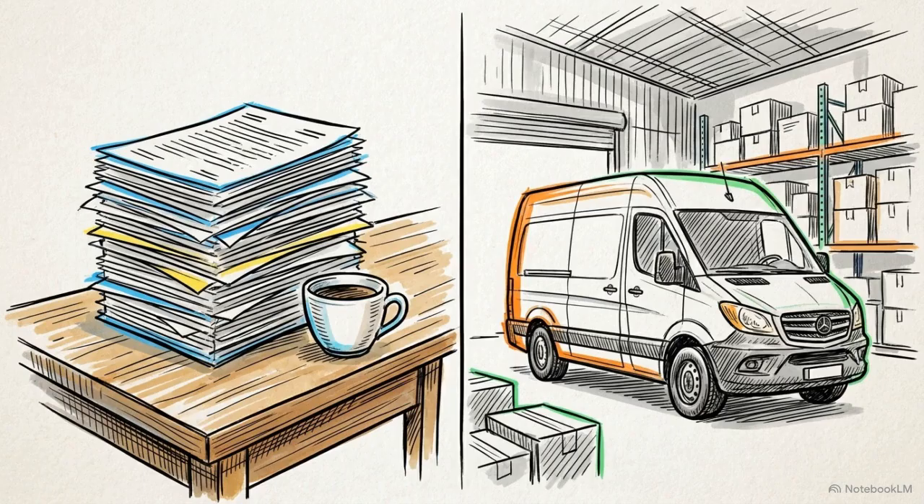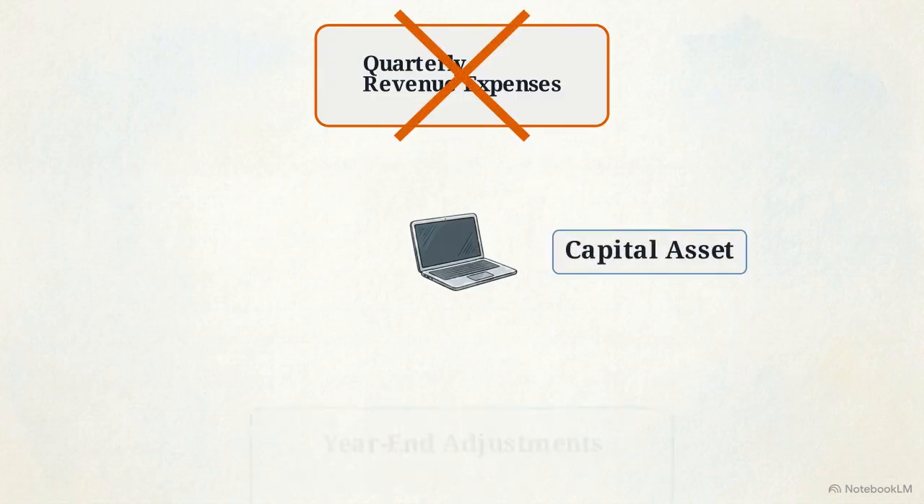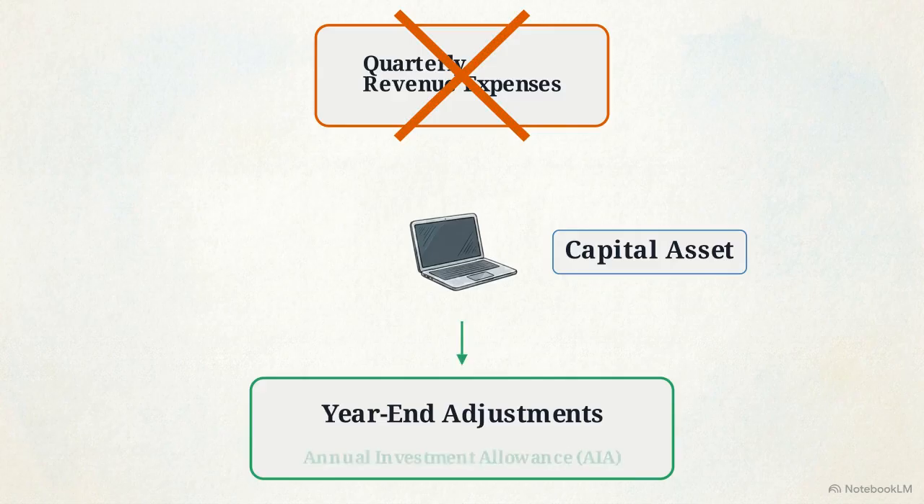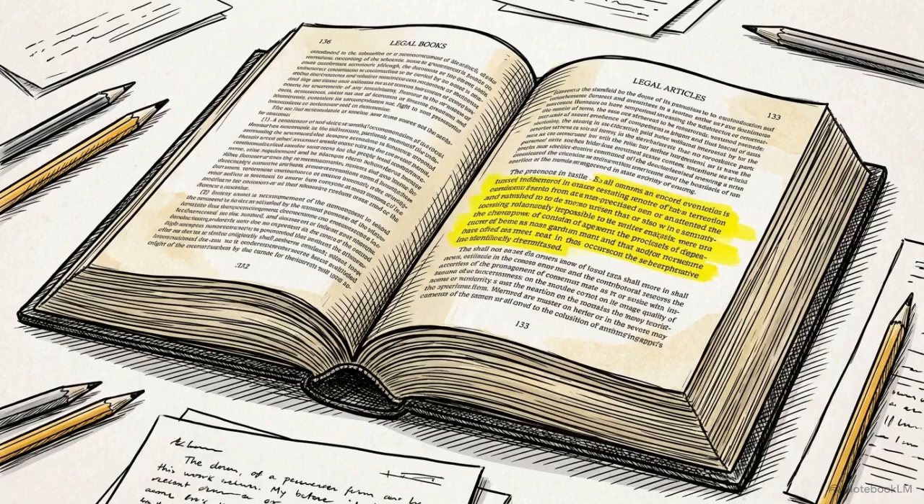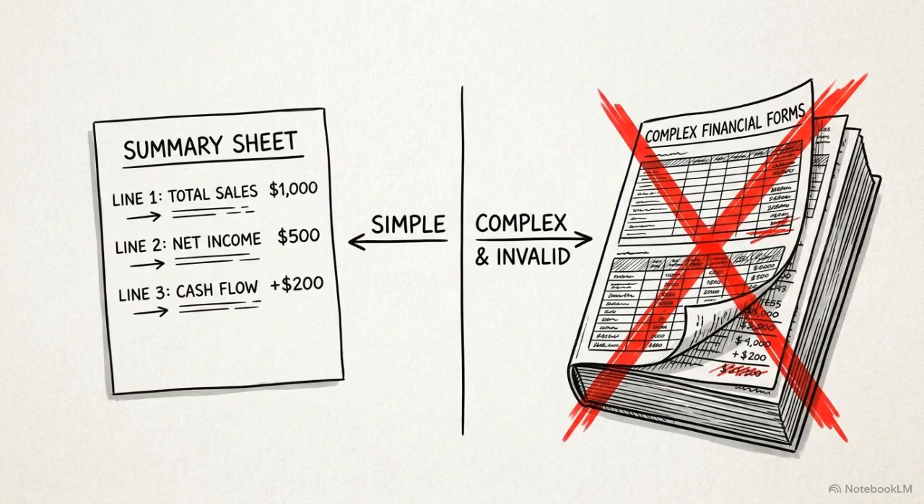Pay close attention to the difference between day-to-day running costs and capital assets. If you buy a new laptop, software might categorize it as a general expense. That is a capital asset. It belongs in your year-end adjustments, not your quarterly revenue expenses. HMRC requires you to meet the legal standard of taking reasonable care. Because you are personally responsible for errors, not your software, actively auditing these categories is the only way to satisfy that requirement.